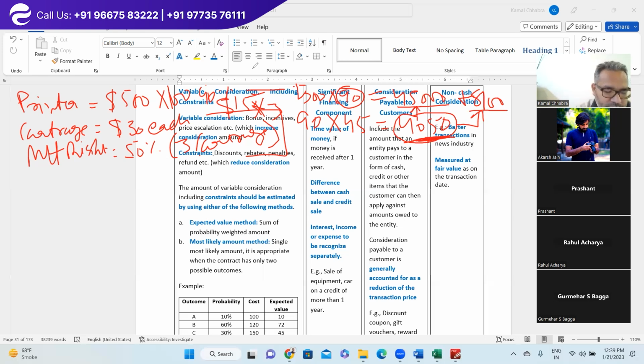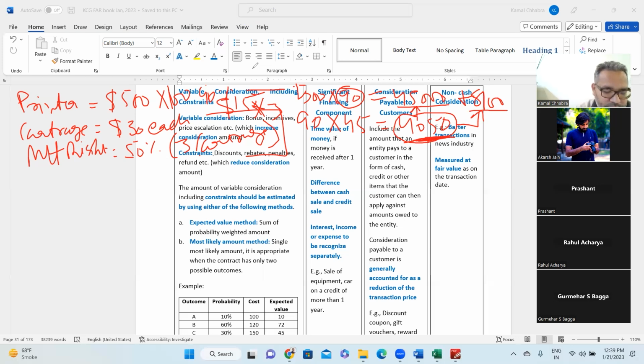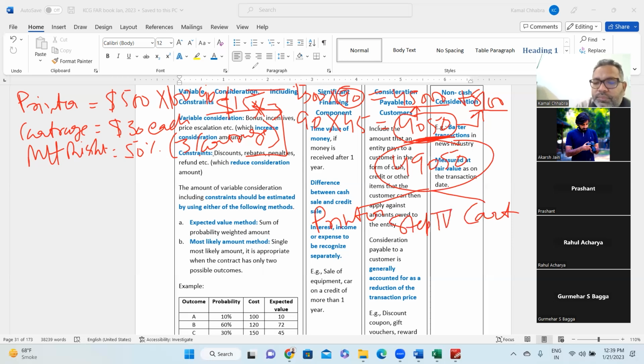Minus 4050 plus 45,000. So total money you will be receiving is 49,050, right? So how you need to allocate this to the printer and to the cartridge, that will be discussed in step 4, right? So far we understand this is the transaction price. Make sense? Yes, no? Yes, sir.